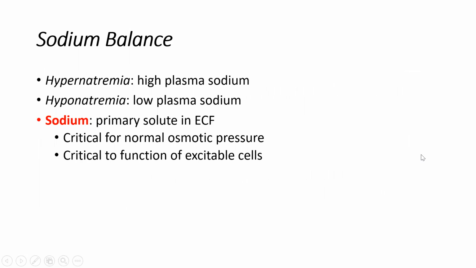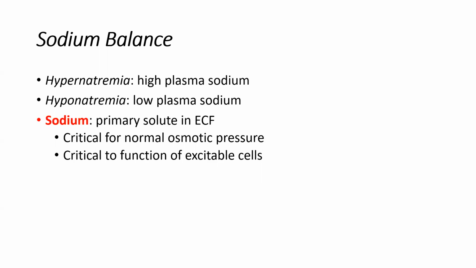So in regards to sodium balance, we can speak about hypernatremia and hyponatremia, very similar to what we talked about with water balance. So hypernatremia is a state of high plasma sodium. This is synonymous with high osmolarity, meaning that we have a very concentrated, very salty plasma, whereas hyponatremia is a state of low plasma sodium, again, synonymous with low plasma osmolarity, a very diluted, very watery plasma.